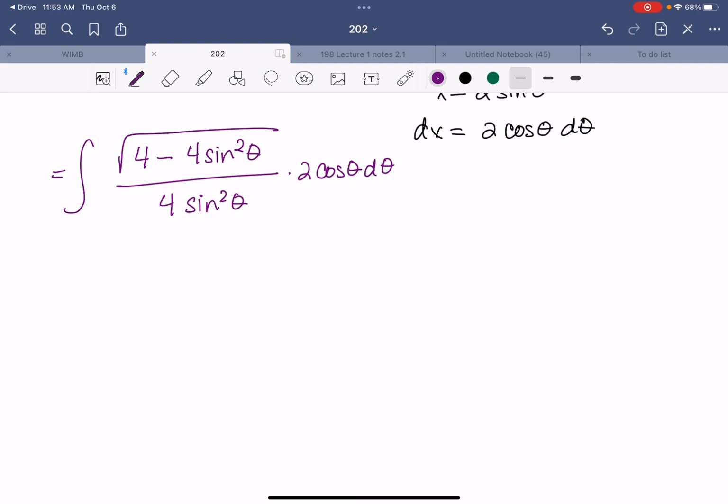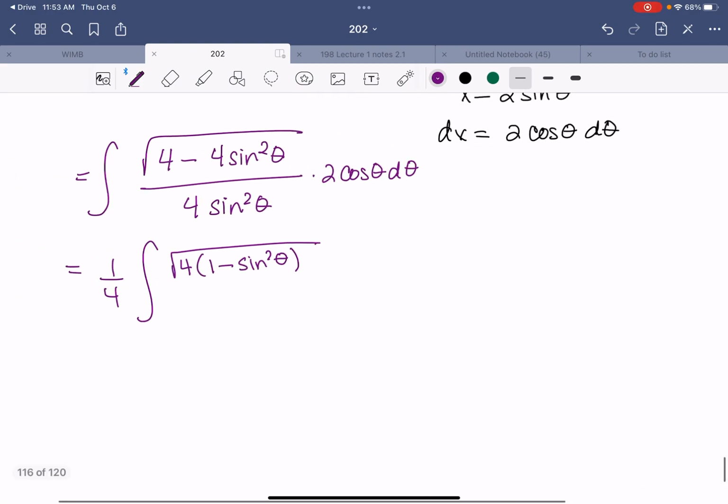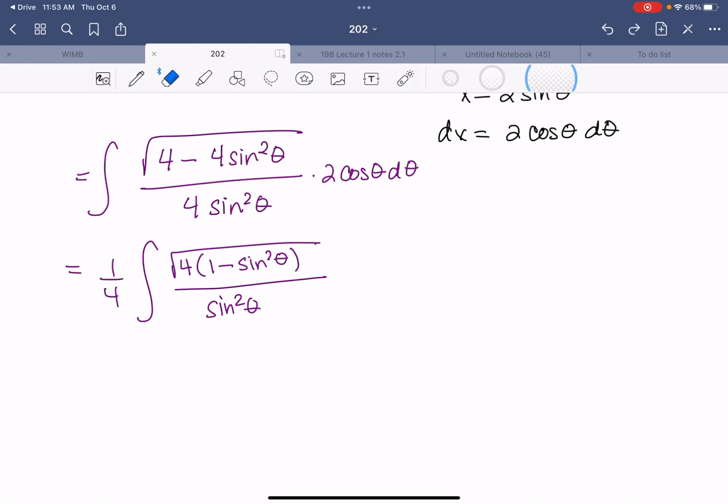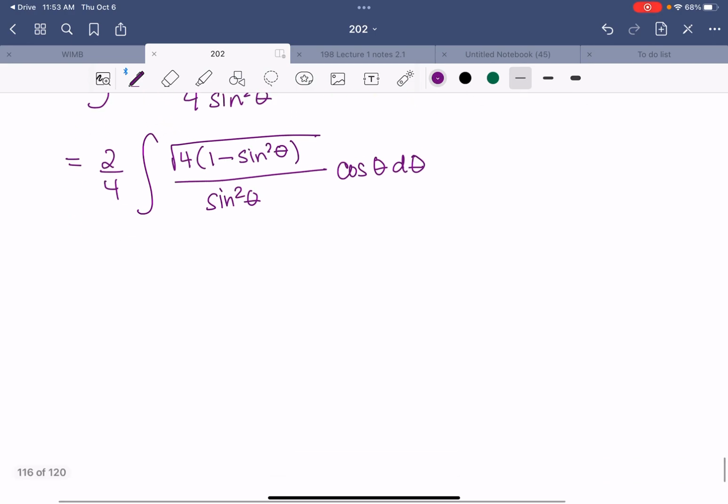So the first thing that we're going to do is let's pull the 4 from the bottom outside. So you've got 1/4. And then underneath the square root, I'm going to pull the 4 out of those two as well and make that 1 minus sine squared theta all over sine squared theta. And let's move the 2 out front with our fraction. So the 2 comes out there. And I've got the cosine theta d theta.